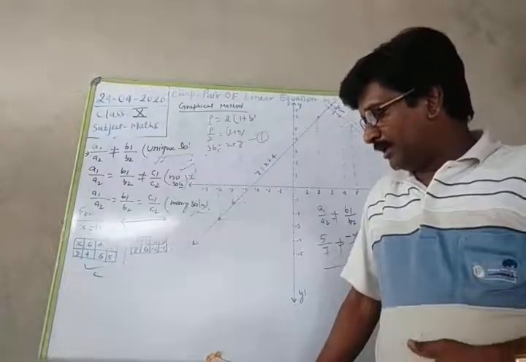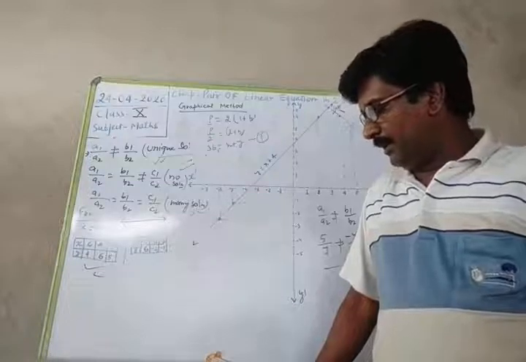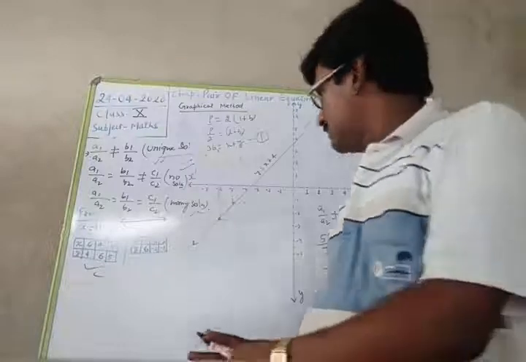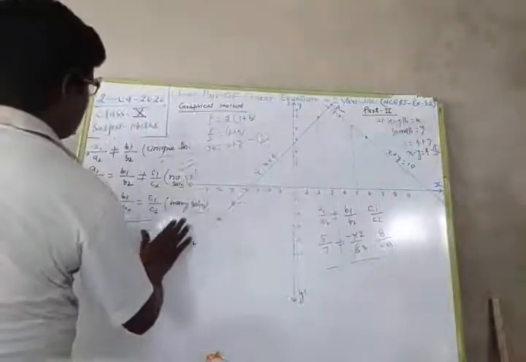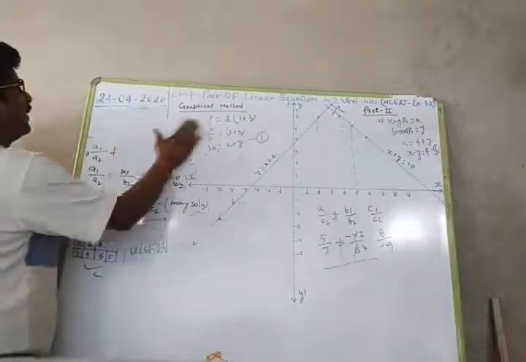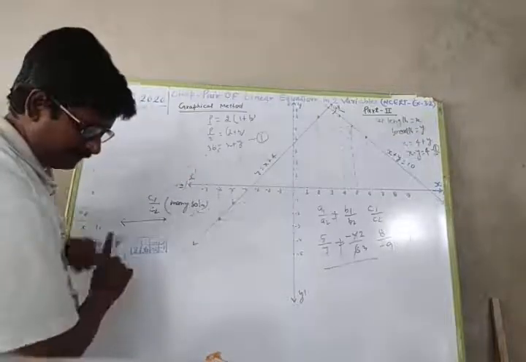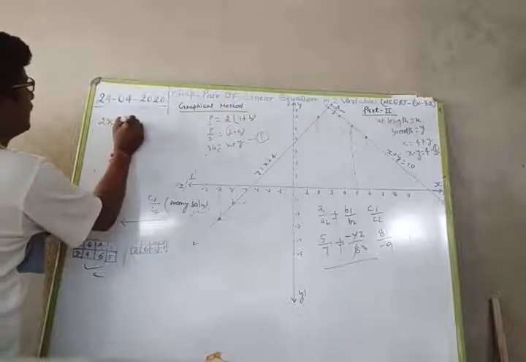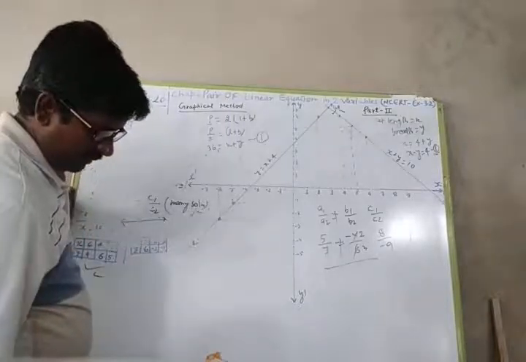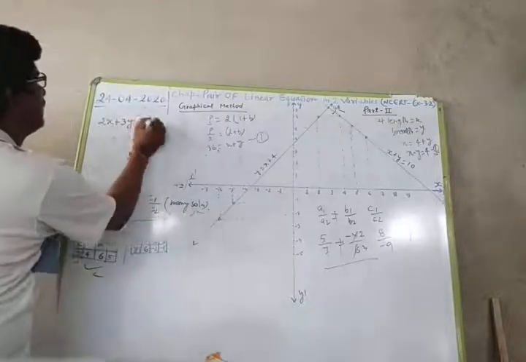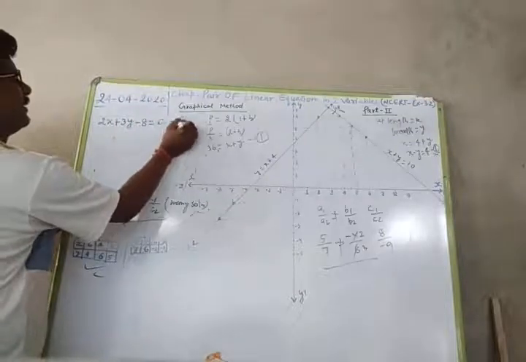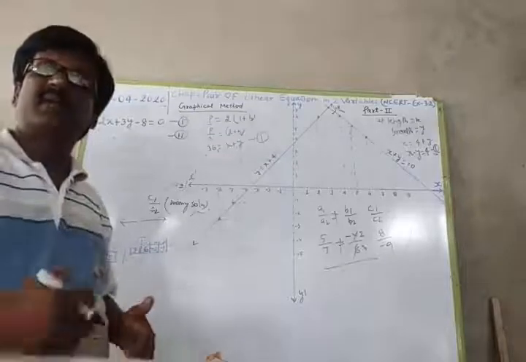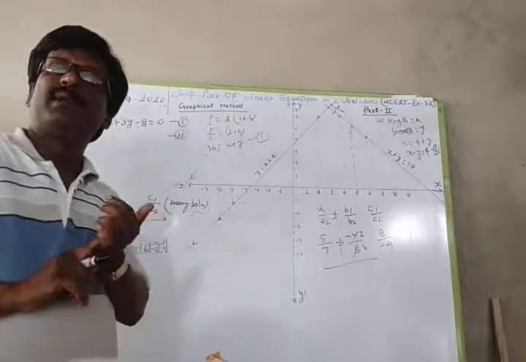Given the linear equation 2x plus 3y minus 8 is equal to 0, write another linear equation. In this question, one equation is given. For example, see, 2x plus 3y minus 8 is equal to 0, and this is the first equation. Now we have to frame the second equation such that it will give intersecting lines.